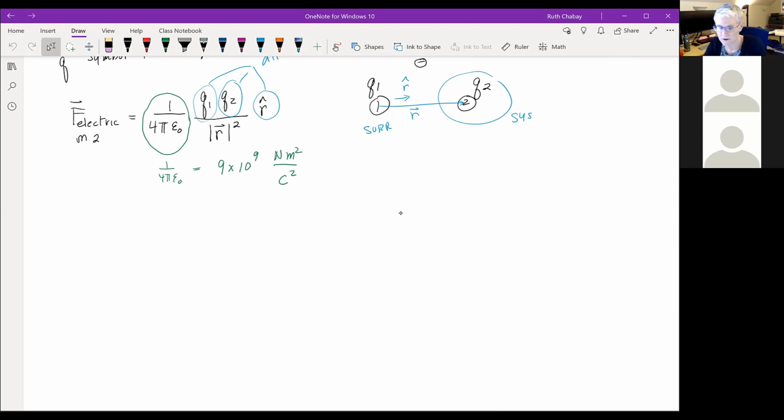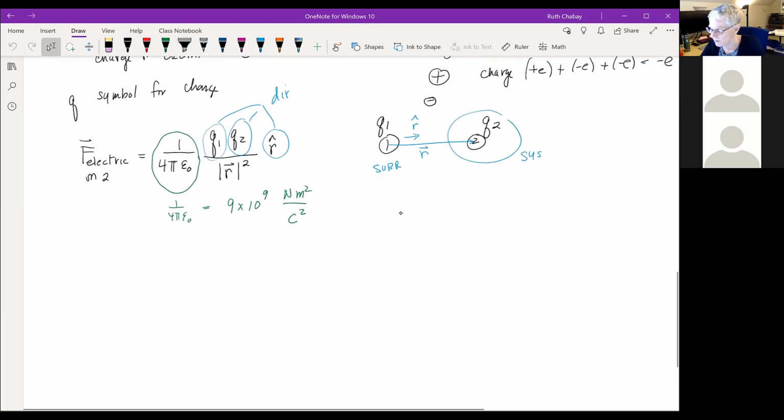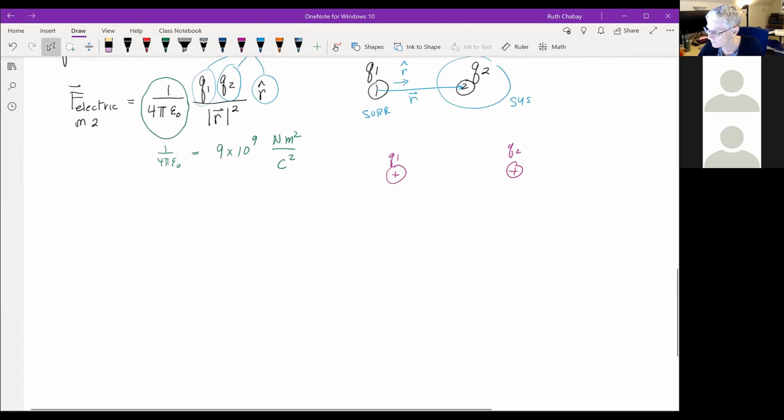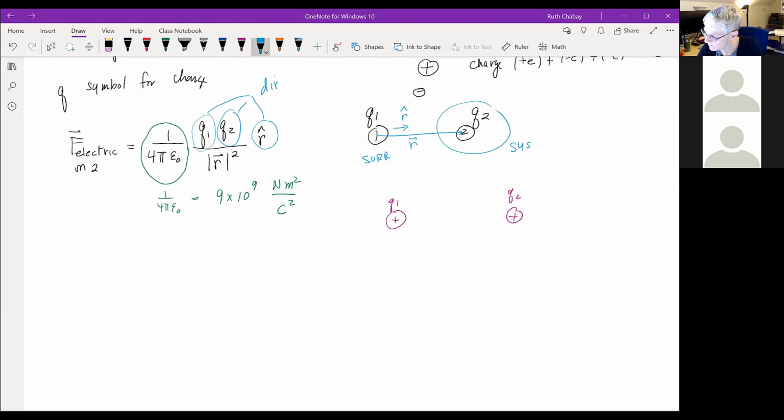Let's do a calculation, okay? Let's just see what happens here about directions. So let's say Q1 is positive and Q2 is also positive, and we're using Q2 as the system here. So here's our vector r, and we have r hat here. And this should be a repulsive force, so we want the force to end up going in that direction. So if we take this as the x-axis, then it should be in the plus x direction.